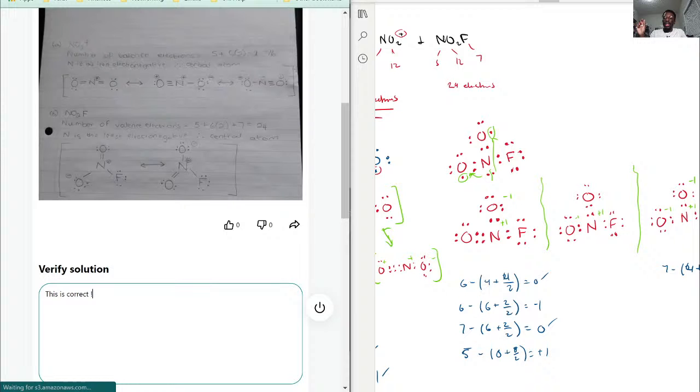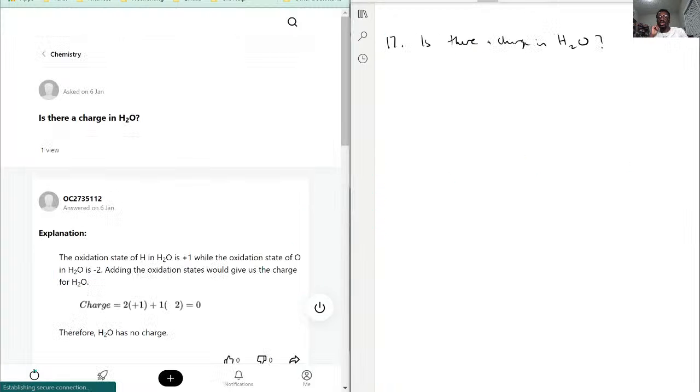Let's see now what we're doing. We have number 17, which is relatively straightforward. I'm going to stop here for today, but just ask number 17: is there a charge in H2O? For this one, we can actually approach it in different ways.